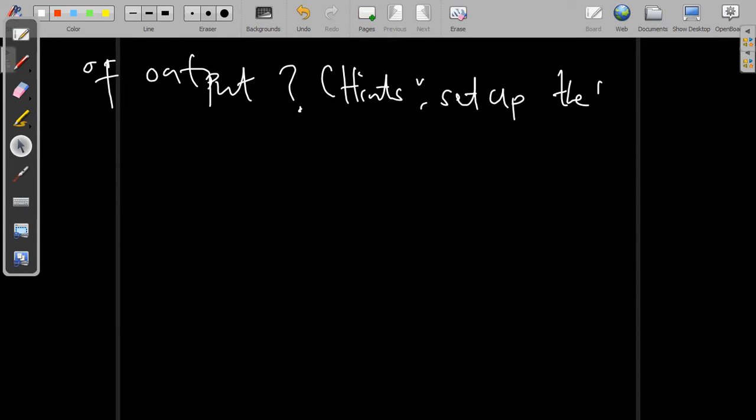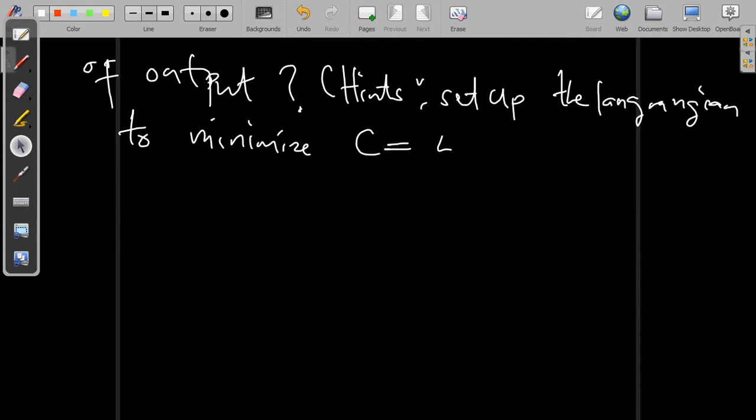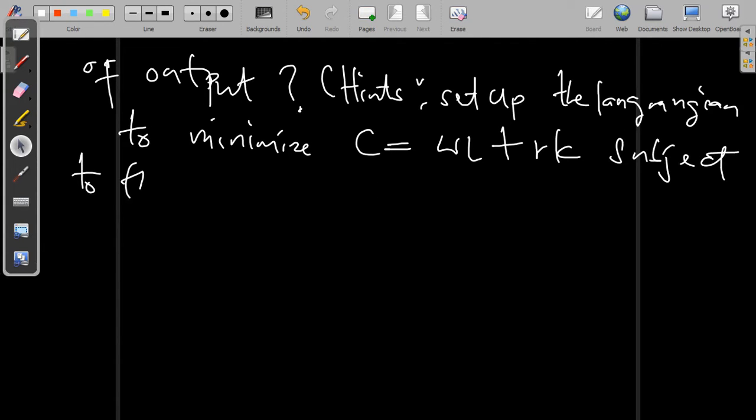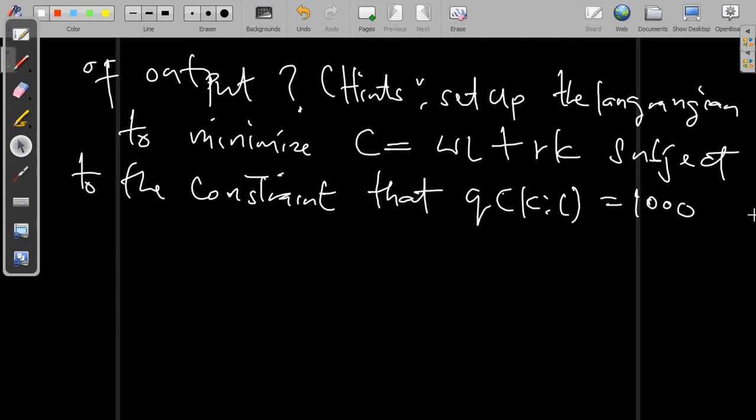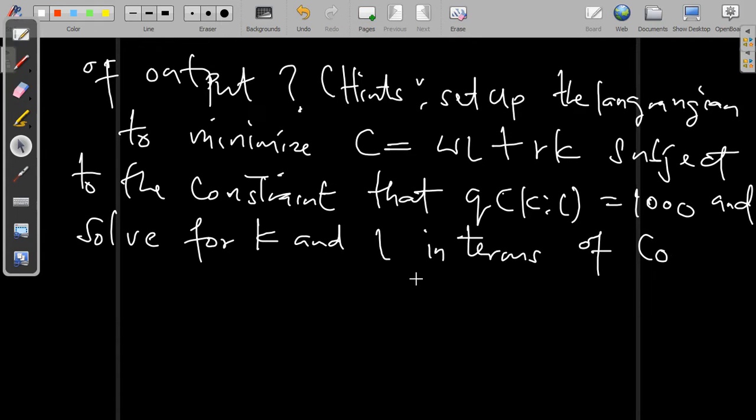Now for that case, we are given the hint to set up the Lagrangian formula. That is C = WL + RK, subject to the constraint, that is Q(K, L) = 1,000, and so for the capital and labor in terms of the Cobb-Douglas utility function.